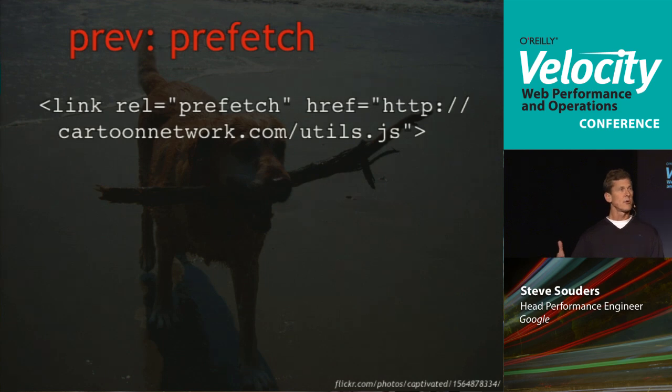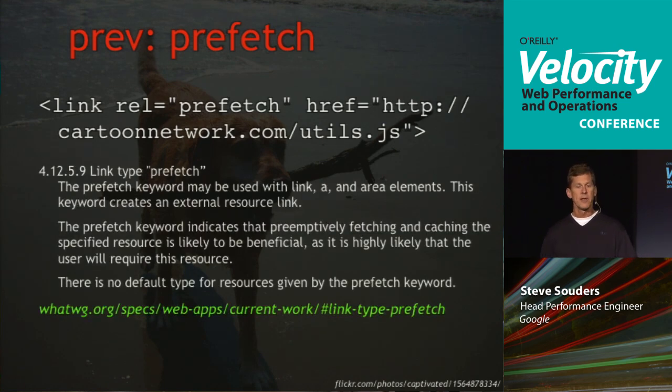The next one that's a little more aggressive we could look at is link rel prefetch. Here the href is a full URL of a resource that you want to download and get out of the way. Now, normally I don't like reading specs. They're kind of lengthy, but the spec for this is pretty short. So I'm actually going to read it. Link type prefetch. The prefetch keyword may be used with link, a, and area elements. This keyword creates an external resource link. The prefetch keyword indicates that preemptively fetching and caching the specified resource is likely to be beneficial, as it is highly likely that the user will require this resource. There is no default type for resources given by the prefetch keyword. I don't know what that last sentence means.